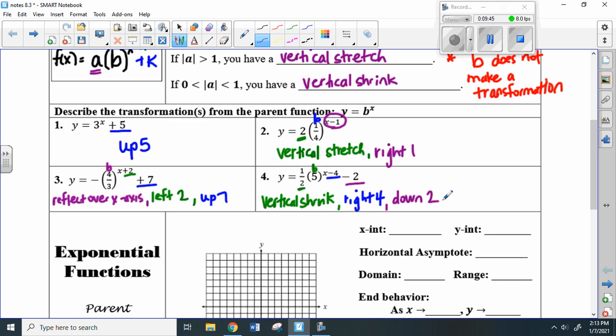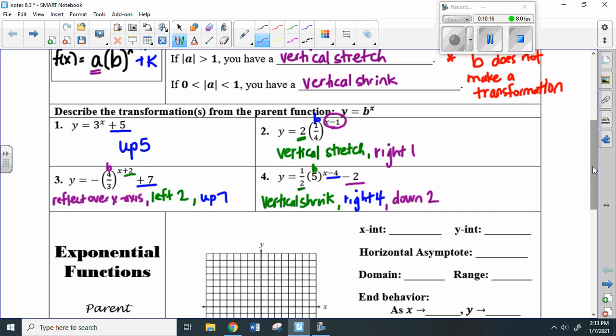All right, so hopefully you can just pick out basic transformations. Remember, if there's only one number immediately before the exponent of x, there is no stretching or shrinking. If there are two numbers multiplied together before you get to the exponent, then the first one is going to make your vertical stretch or shrink. And of course, if it's negative, it's going to make it reflect.